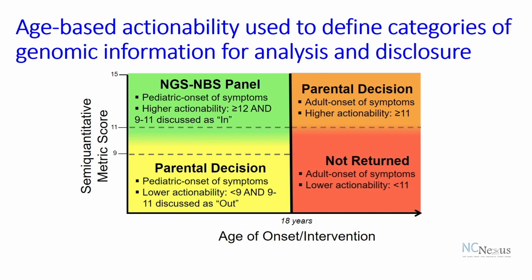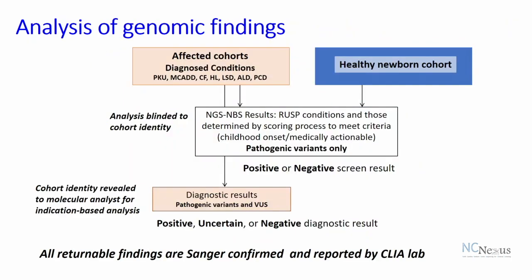and then adult onset non-medically actionable conditions, which we did not return in this particular study. So just to describe the cohort, we had our affected cohorts with conditions such as PKU and MCAD and hearing loss, and a healthy newborn cohort. All of those were analyzed for the upper left quadrant of that diagram I showed you, so the actionable conditions with onset in childhood.